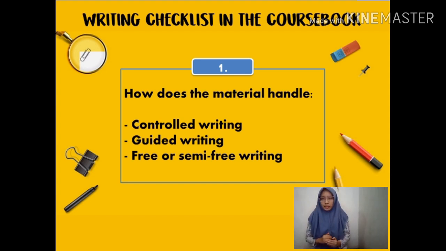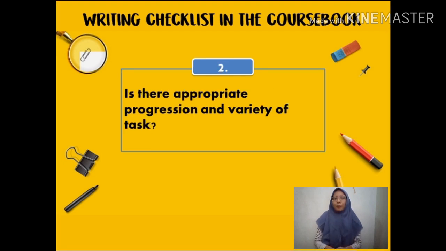Just like in Alan Koningswart's book that gives an example from Highlight Upper Intermediate by Vince 1992, which was already explained by Wise in the previous section. Well, let's move to the next point or the second checklist. Is there appropriate progression and variety of tasks?